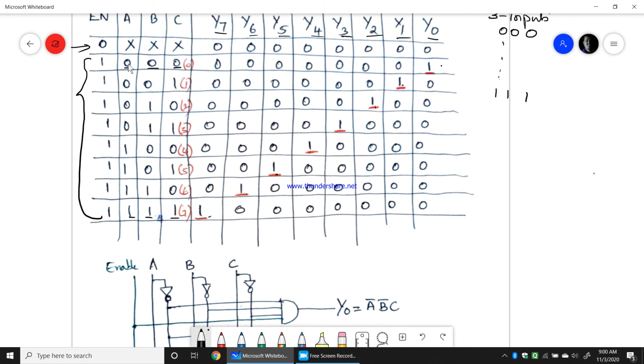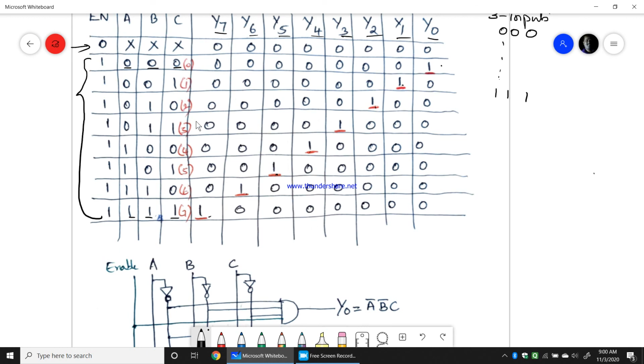Whichever is selected, those which are not selected based on the ABC values will be 0. Now if 0 0 0 is there, y0 should be selected, therefore others will be 0. Similarly, if 0 0 1 is there, y1 will be selected, all others will be 0. Similarly 0 1 0, y2 will be selected, all others are 0. In the same way you can see the other outputs in the truth table.